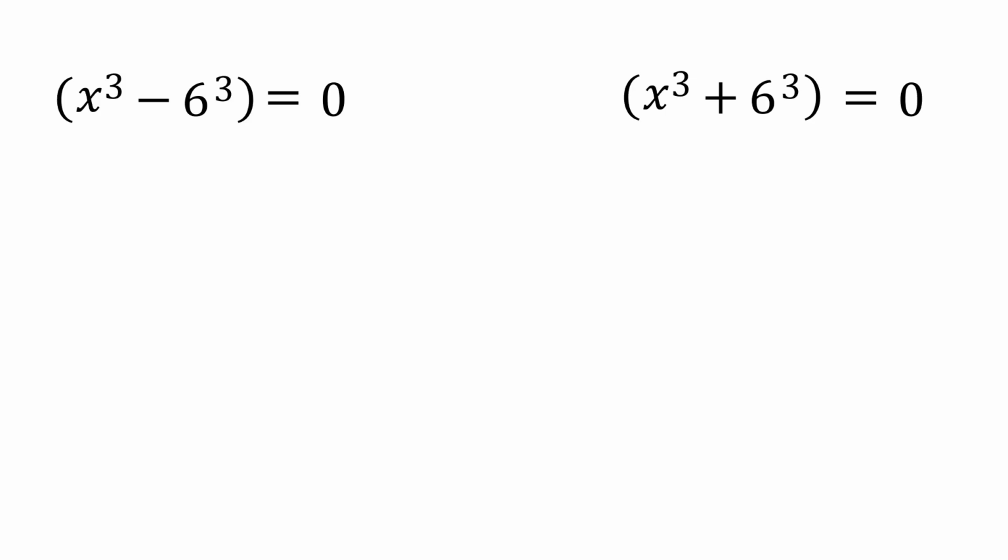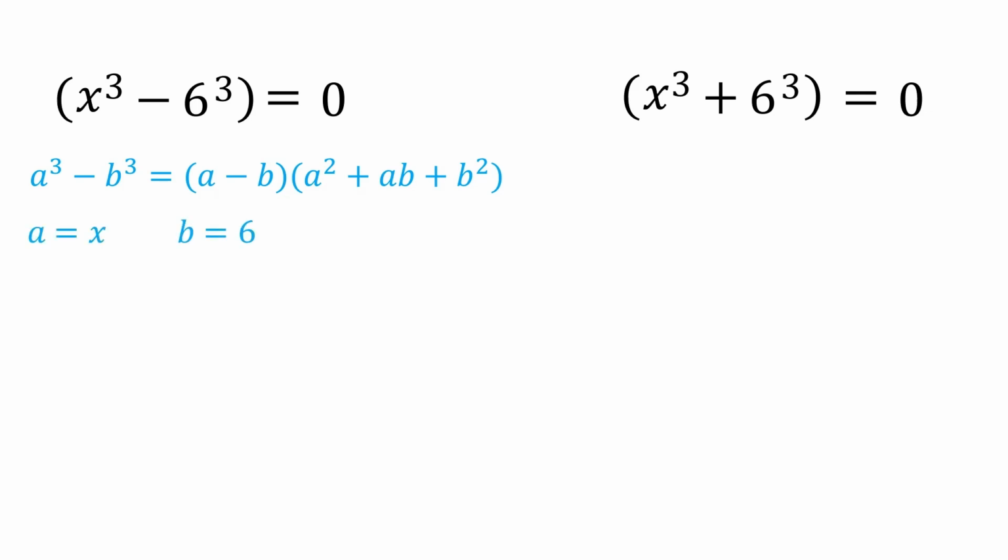Now here's another identity worth remembering. Whenever we have one cube minus another cube, we can factor it into two parts, a simple linear factor and a quadratic factor. Let's match the pieces. Our A is x, our B is 6. Substituting them into the identity gives us x minus 6 multiplied by x squared plus 6x plus 36. One cubic equation has now become two much simpler factors.